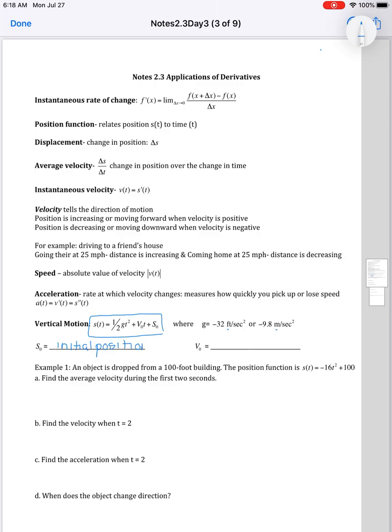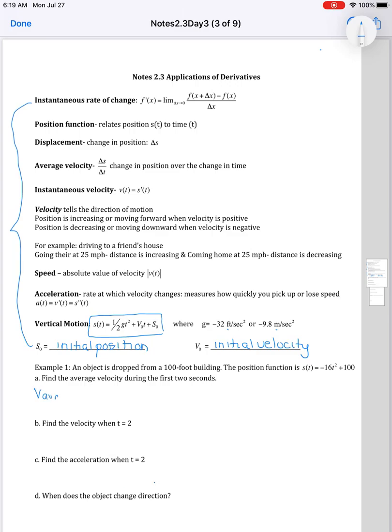All vertical motion problems fall within this format right here. This is the general formula: s of t equals 1/2 g t squared plus v naught t plus s naught. g is the gravitational acceleration, and it depends on what units you're using. If you're using feet, then it's -32. If it's meters, then it's -9.8. s naught is your initial position, that's the height that you're starting at, and v naught is your initial velocity.